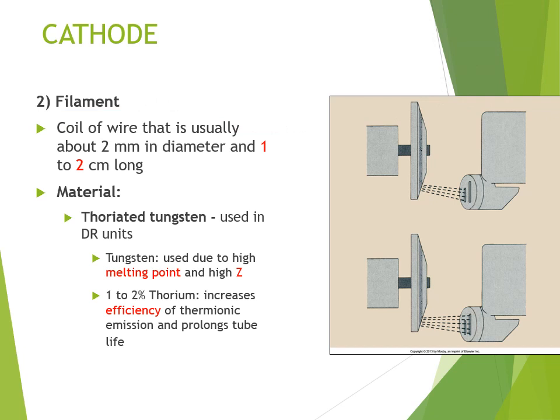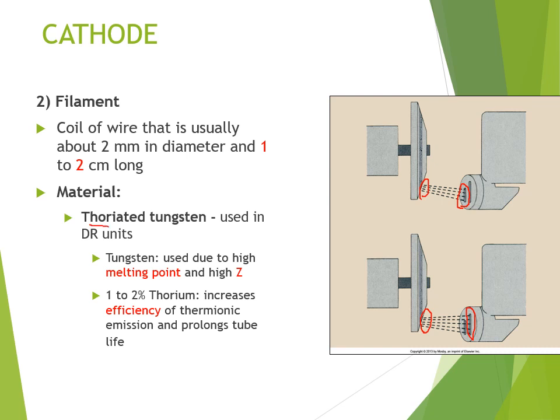The filament, of which there are two, is a coil of wire that's usually about 2 millimeters in diameter and 1 to 2 centimeters long. The composition is thoriated tungsten. There are two, like I said. This is the small filament, and this is the large filament, just showing how the electrons are going to be going over a smaller area with the small filament and over a bigger area with the large filament.